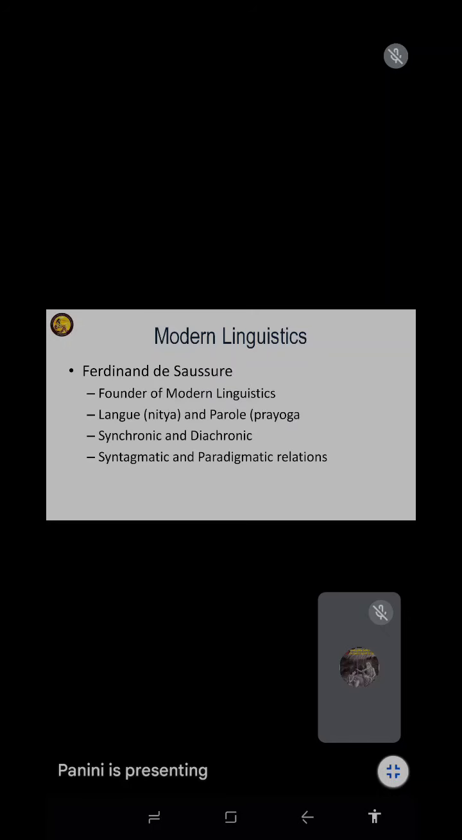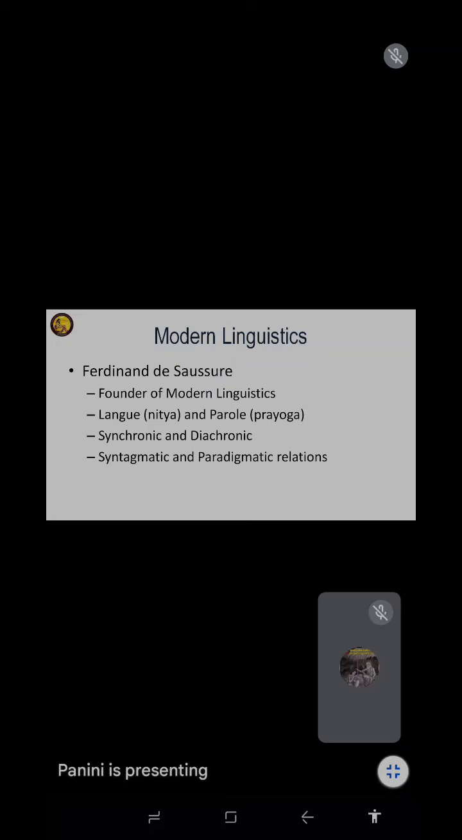So these two words were taken by Chomsky later. For langue, he used the word competence. For Nitya, he took competence. And for parole, he used the word performance, because he was coming down to make it more understandable to people. So he says prayoga. What do we say? Prayoga is parole. For Saussure it is parole, for Chomsky it is performance.